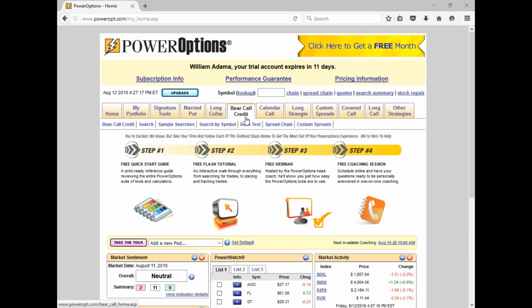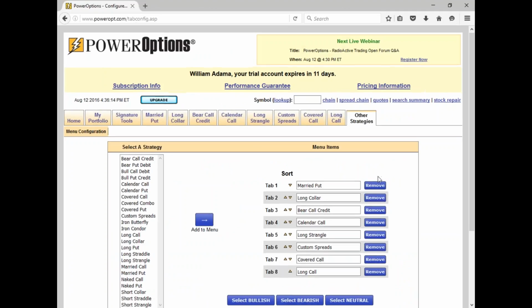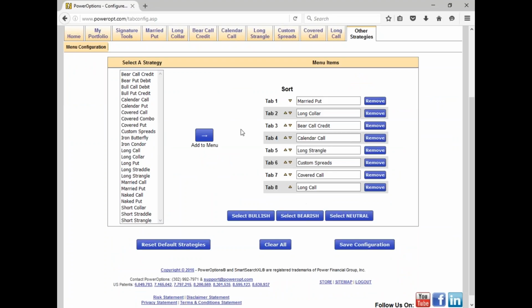puts, long collars, bear call credit. If you don't see a strategy that you want, Donald, simply click the Other Strategies tab, and we can customize this any way we want to. So the available strategies are over here on the left: bear call credit, bull put credit, calendar calls, simply buying calls, and so forth. So let me go ahead and clear everything out, and we'll just go ahead.